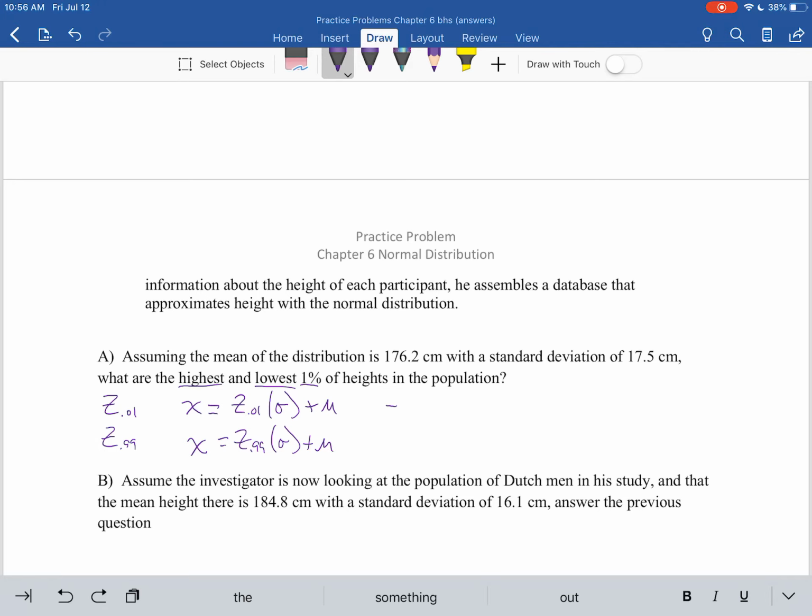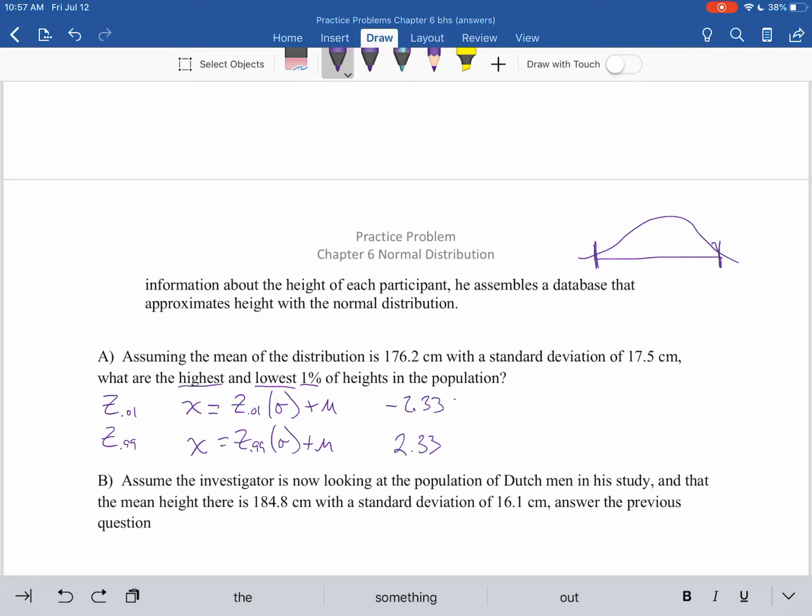When we find these values, you get negative 2.33. And if you think about it, the graph of this distribution is always going to be symmetrical. So the value up here is going to be kind of the inverse down here. So if you know that the lowest is negative 2.33, well, the highest has to be 2.33 as well. They're exactly the same distance away from the mean at the highest and lowest 1%.